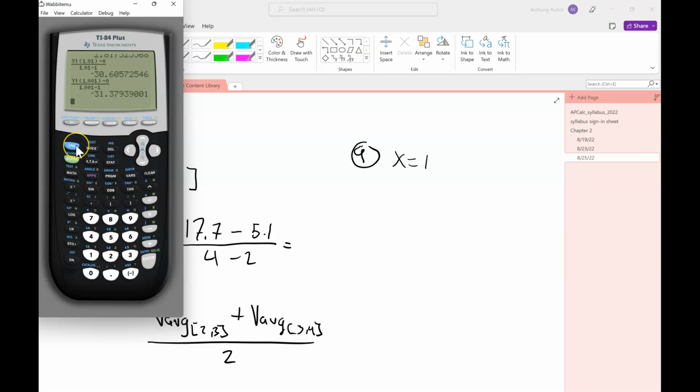Because it's asking us the slope of the tangent line at P, right? We're not asking what the value of the function is at P. We know it's 0. It tells us the point P is 1, 0, right? So we're looking for the slope there.